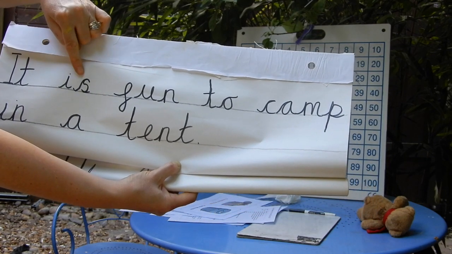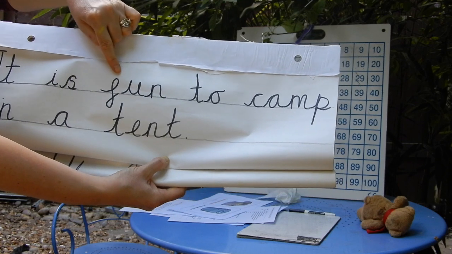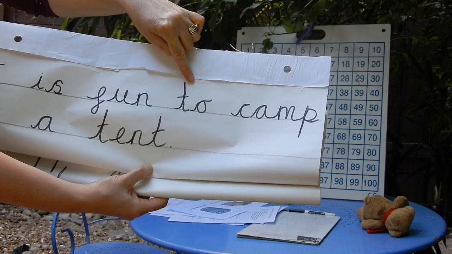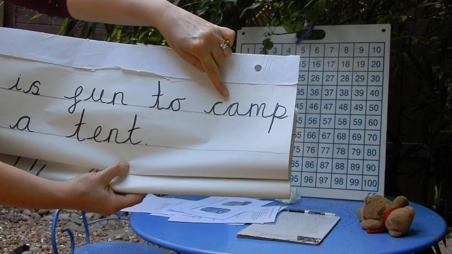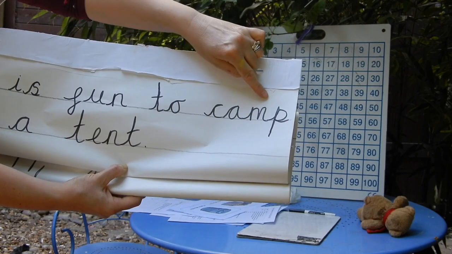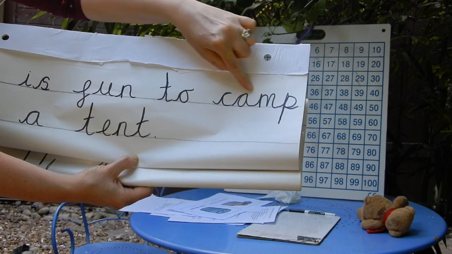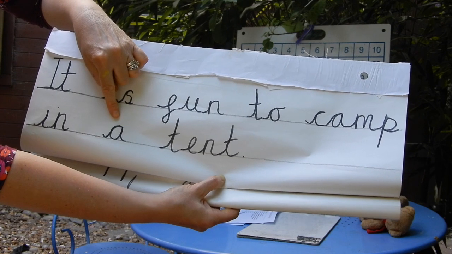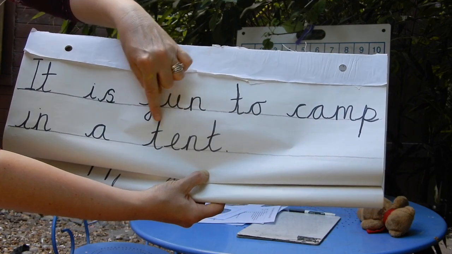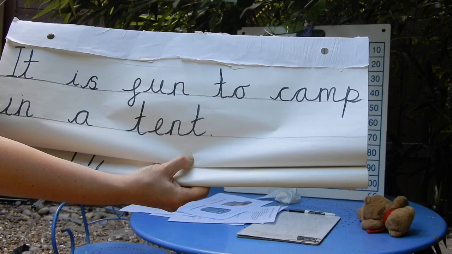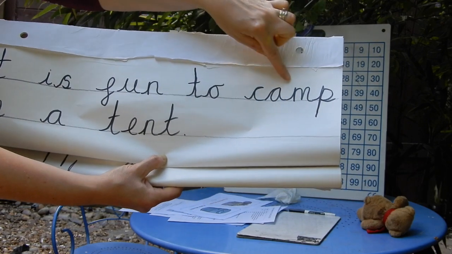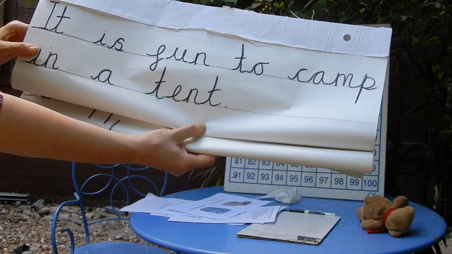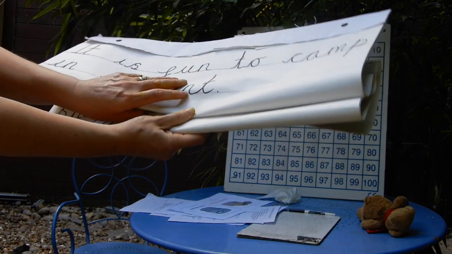So we've got it. It is fun. It is fun to, one of our common exception words, camp. It is fun to camp in a tent. Tent. And a full stop. It is fun to camp in a tent. It is fun to camp in a tent, and actually mine is up as well in the garden at the moment, so I think I'm going to sleep in it tonight.